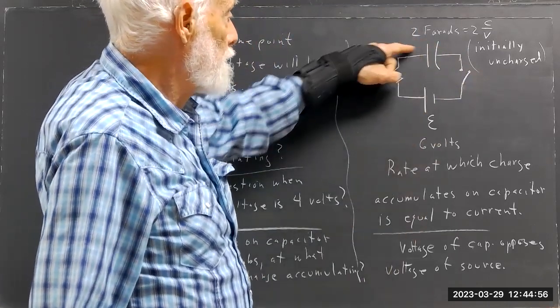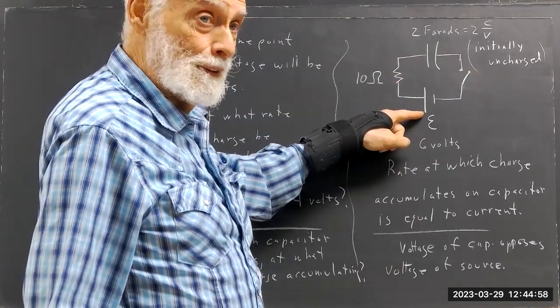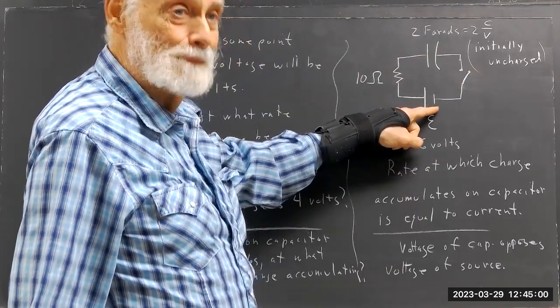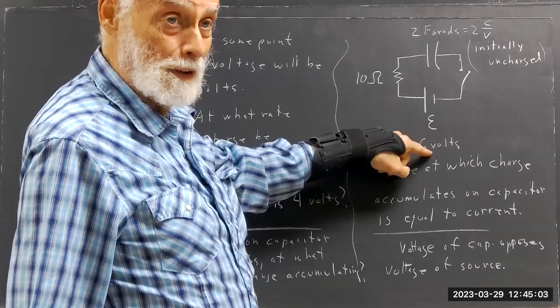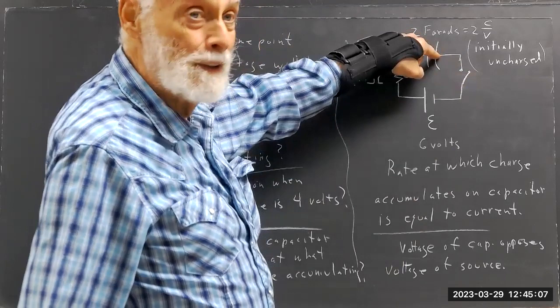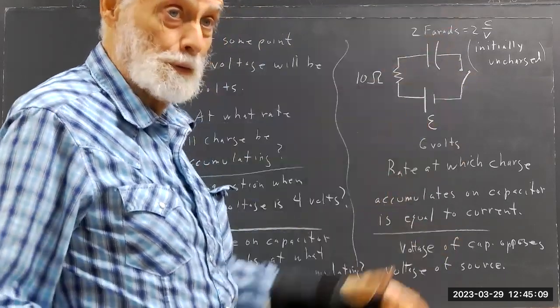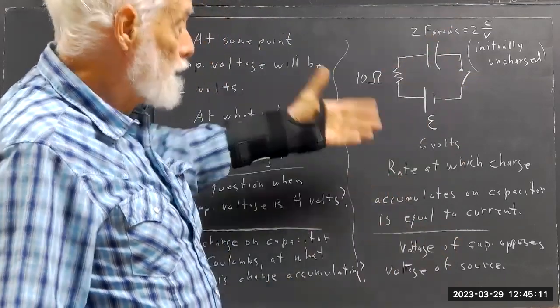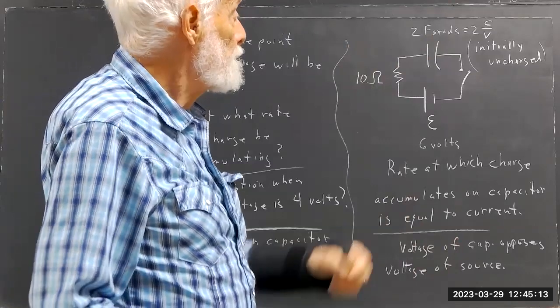Positive charge gets attracted to the negative terminal. The chemical reaction or whatever it is that's creating this EMF pushes it over to the positive terminal, and then that pushes it away and pushes it up here. That's how it works in a battery, and it's analogous in other sources of EMF.